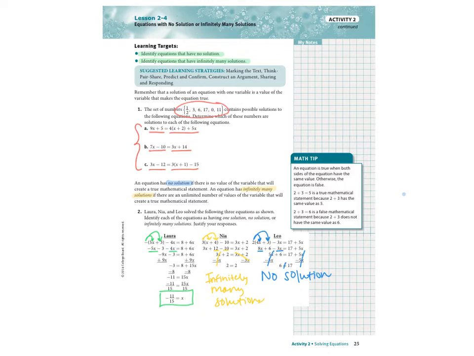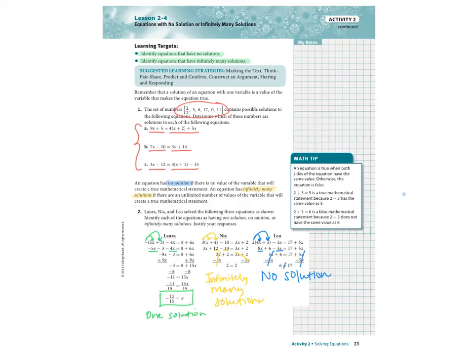Now, looking at the above question number 2, it says, okay, we have these 3 students. They solved the following 3 equations shown. We have to identify each of the equations as having one solution, no solution, or infinitely many solutions. We identified everyone else's, but Laura's, we saw the one solution, what it was, but we also have to write down that it is only one solution.